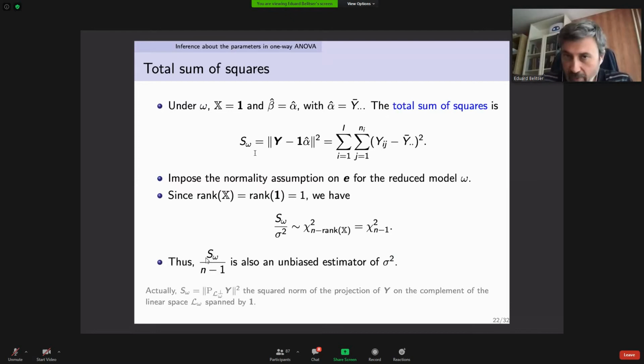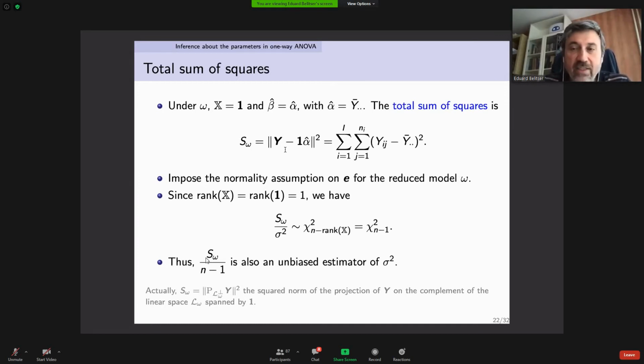Okay, we do the same thing we did for the big model. Now it's a small model, so we compute alpha hat. There is only one alpha to estimate, and it is done very easily. It's just the overall mean, of course. There is nothing else which can do better in this optimization problem. And then the corresponding S omega is called the total sum of squares. Okay, that's the best we can do in the reduced model.